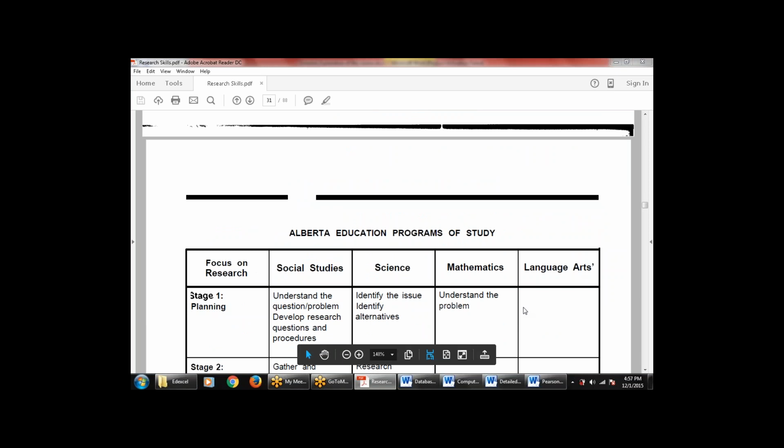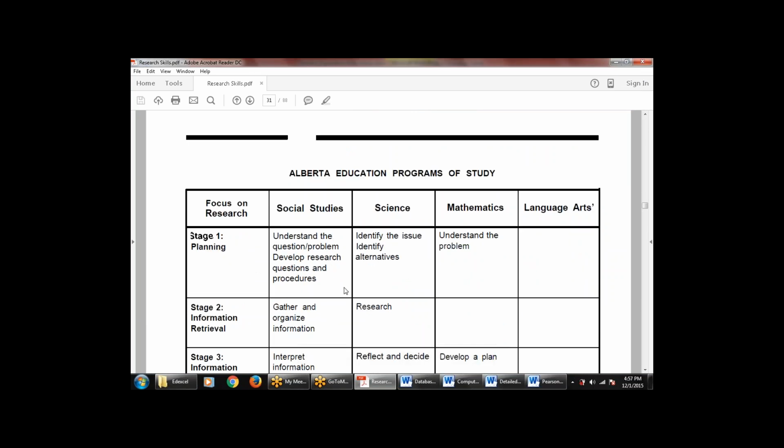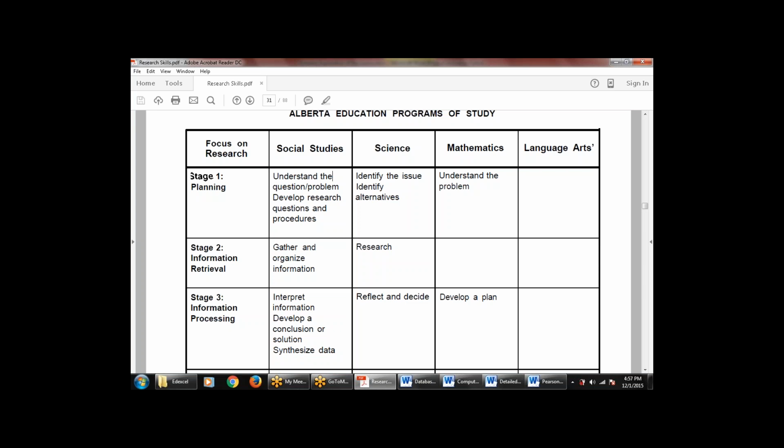So next is the Alberta Education Program of Study. What is the Alberta Program of Study? In this there are multiple stages, and for the multiple stages there are multiple subjects that are given.